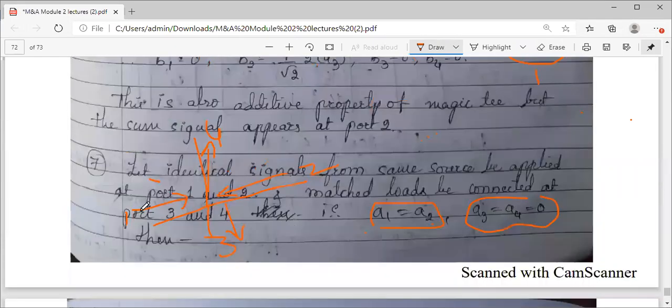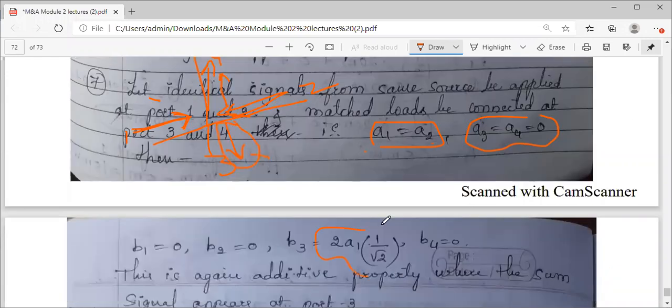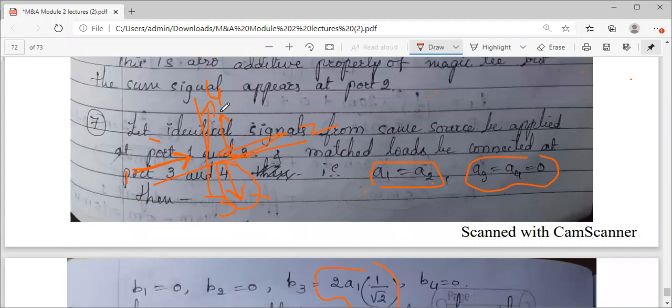In the sense, when I am applying the input at port 1 and 2 and both are identical signals, no doubt both components will enter 3 and 4, but the component which is entering port 3, that is in phase component, so they get added together. So 2 times I get. But जो components port 4 में enter हो रहे हैं, they are out of phase, because of which we don't get, वो cancel हो जाएंगे. So we are getting B4 is equal to 0.